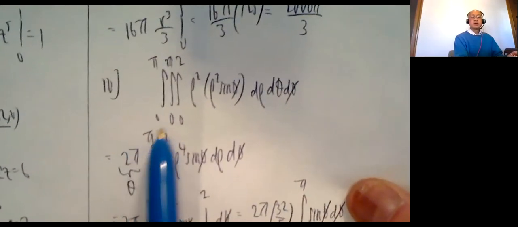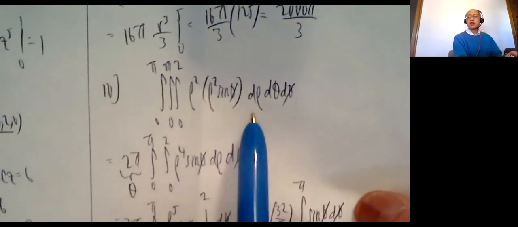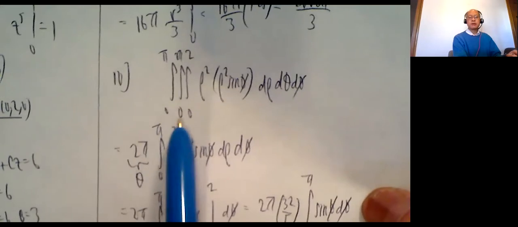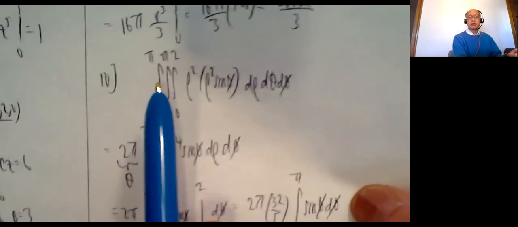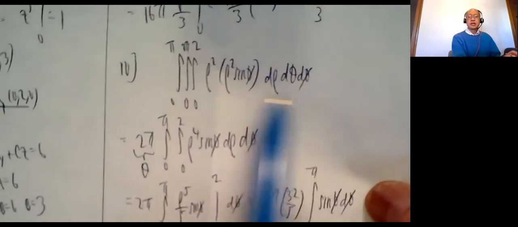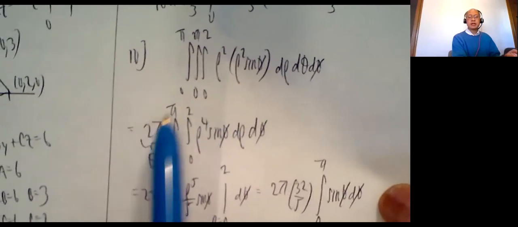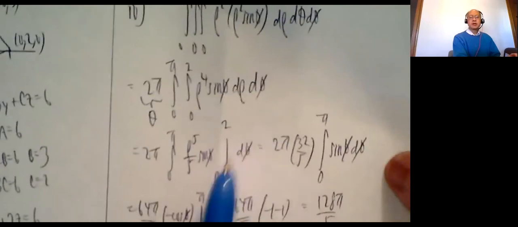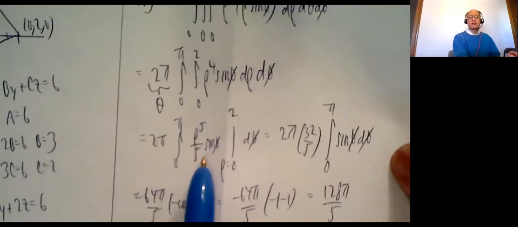Okay. So rho squared times rho squared sine phi, d rho, d theta, d phi. Rho goes from 0 to 2, theta from 0 to 2 pi. Phi goes from 0 to pi. Okay, this thing doesn't depend on theta. Take outside the length of theta's interval, 2 pi. Rho to the 4th sine phi. Rho to the 5th over 5 sine phi.